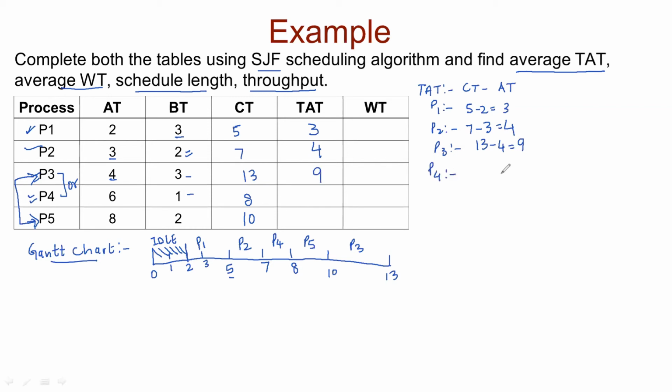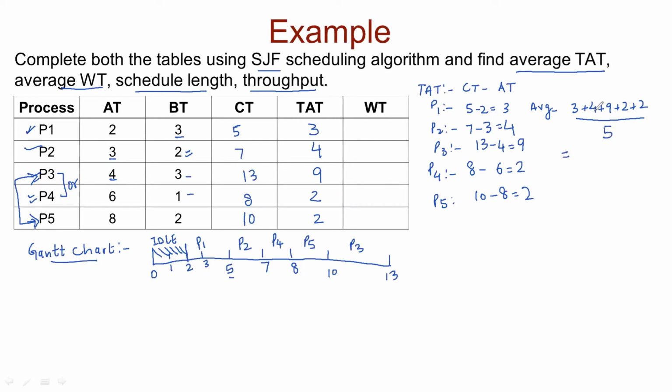For P4, completion time is 8 minus arrival time 6. That gives me turnaround time 2. For P5, completion time is 10. Arrival time is 8. That gives me turnaround time 2. Now, average turnaround time is 3 plus 4 plus 9 plus 2 plus 2. That is adding all the turnaround times with number of processes.